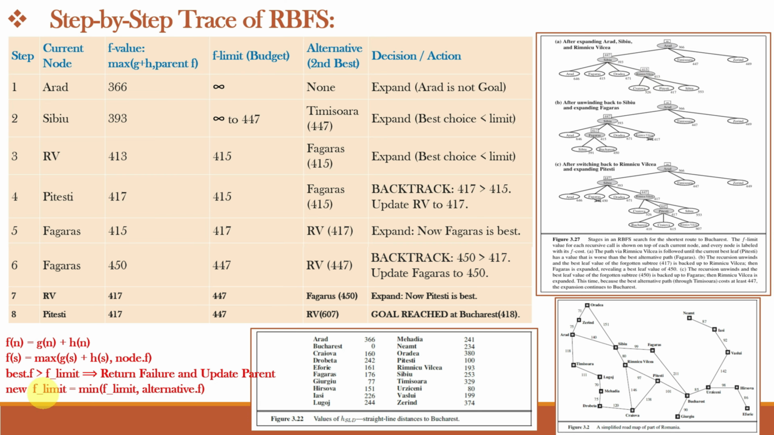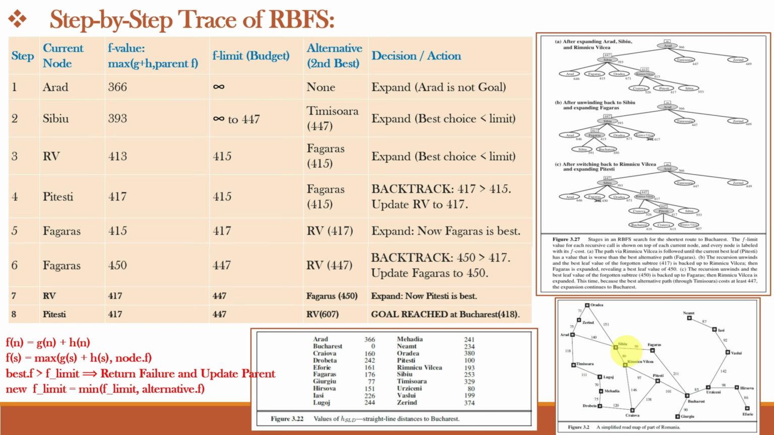So coming to this formula, new f limit is equal to minimum of f limit, which is infinite, comma, alternative f. Alternative f is 447. So minimum of these two, that is infinite and 447, is 447. So 447 is the new f limit, which we have to write on the square box. Okay, so above CBU we will write 447. Now again we check whether CBU is our goal node. No. So we go ahead and expand CBU.